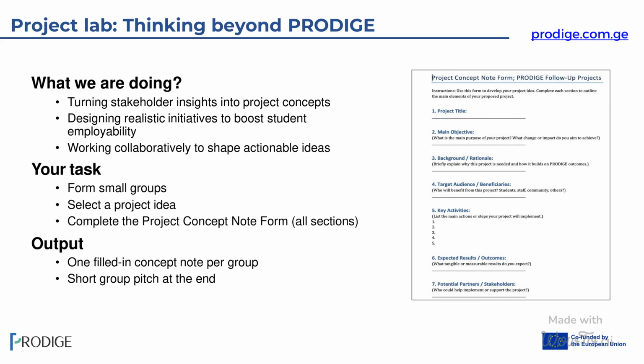Your task is to work in small groups. Each group selects a project idea inspired by the stakeholders you mapped and completes a project concept note form, covering all required sections from objectives to resources, activities, and expected outcomes. The final output is one completed concept note per group, accompanied by a short group pitch. This process encourages collaboration, creative problem-solving, and a direct connection between stakeholder insights and tangible, implementable initiatives.